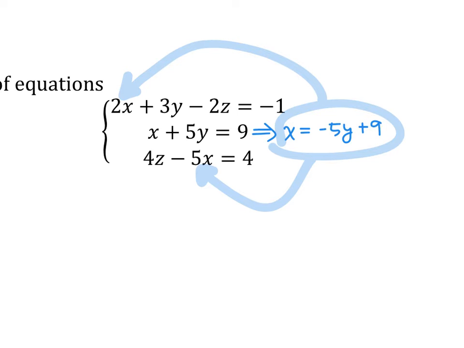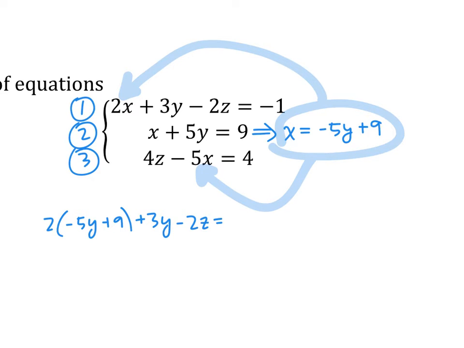So this is called substitution because we're going to take that and substitute everywhere there is an x. So the first equation, again, I'm going to number them, becomes 2 times (-5y plus 9) plus 3y minus 2z equals -1. The third equation is 4z minus 5 times the new x, (-5y plus 9), equals 4. So let's simplify all that.